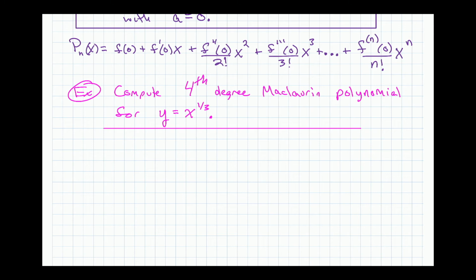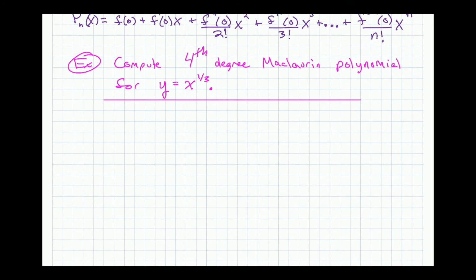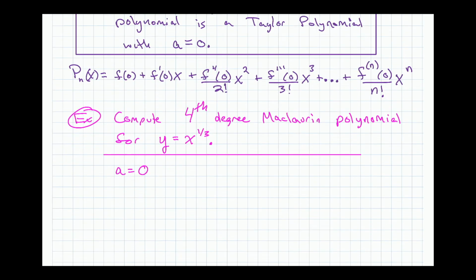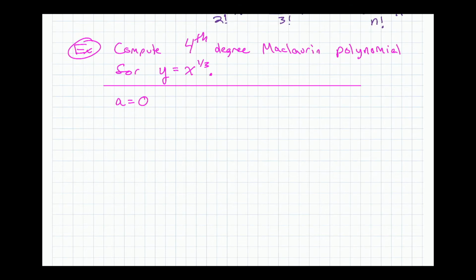All right, so what would we do? Well, we're going to do this exactly the way we did the Taylor polynomial. Make sure you know the stuff. So the a, of course, is 0. Now, you only need to know a is 0 if you're going to use the Taylor series formula. If you use the one right here, you don't need to know a because there's no a. So a equals 0. You need the n. N is 4, right? Fourth degree Maclaurin polynomial. You need the function. I don't know why I called it y here. Call it f of x. All right, so that's what you need, right?